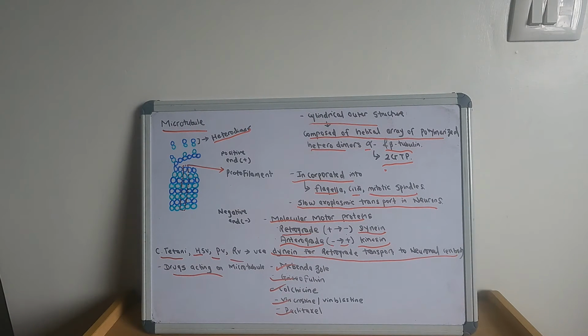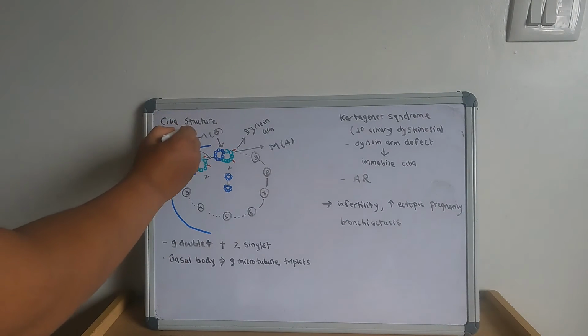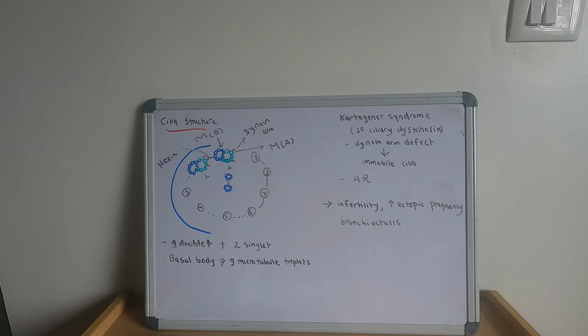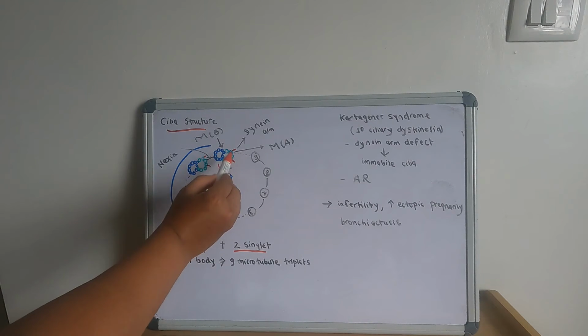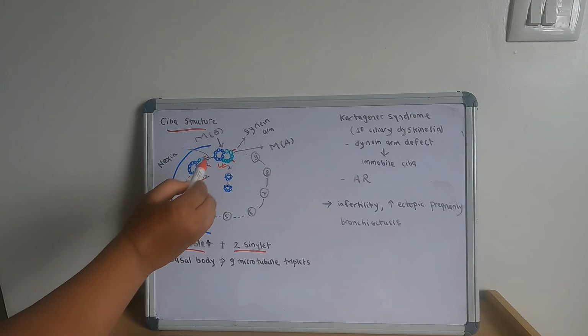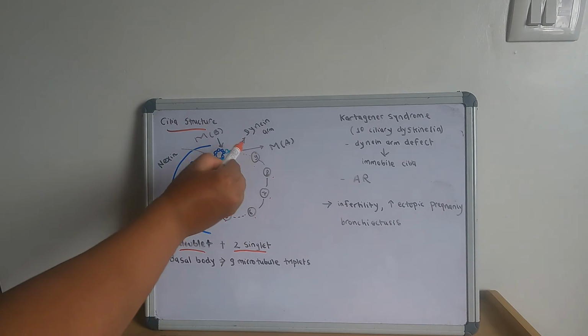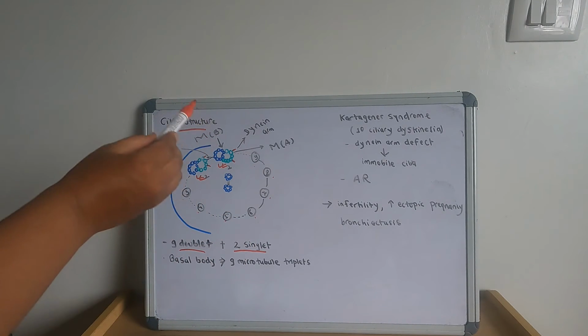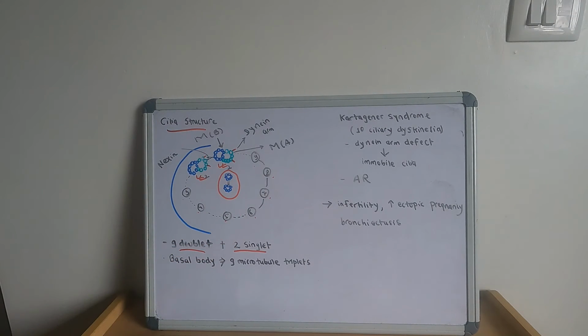Now let us move towards the cilia structure. The cilia structure is arranged as a 9 doublet and 2 singlet arrangement of the microtubules. There is one arrangement of the microtubule, a second, and a third, fourth, fifth, sixth, seventh, eighth and ninth. Similarly, a 9 doublet arrangement of the microtubule is present, and 2 singlet microtubules are present.